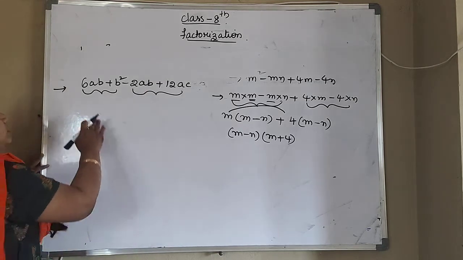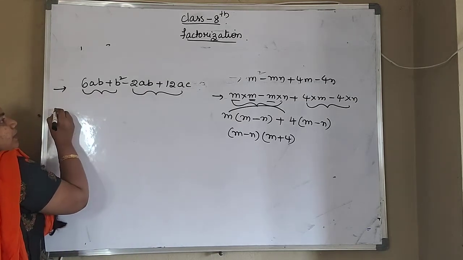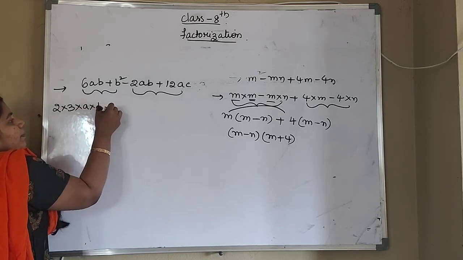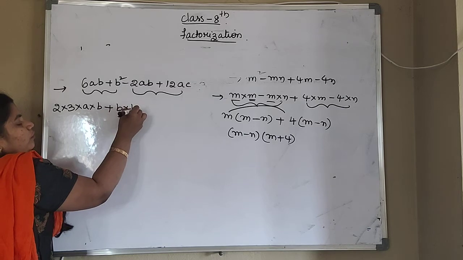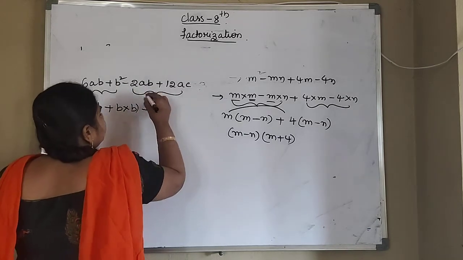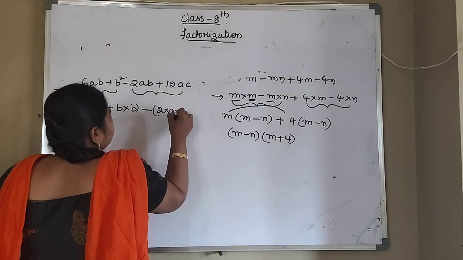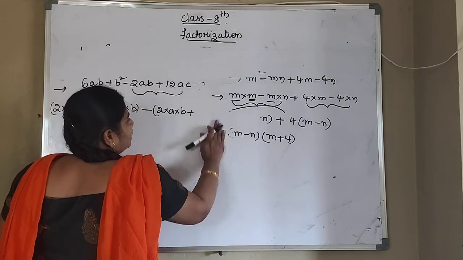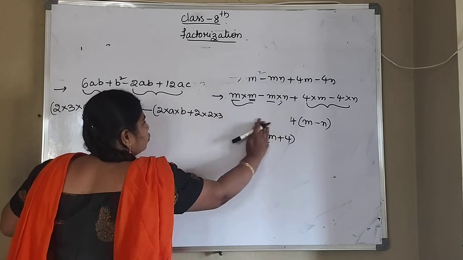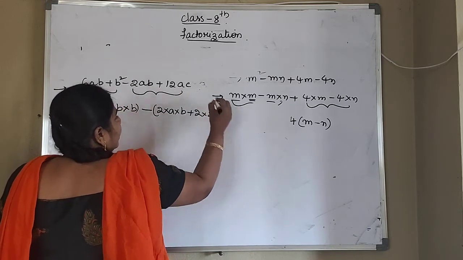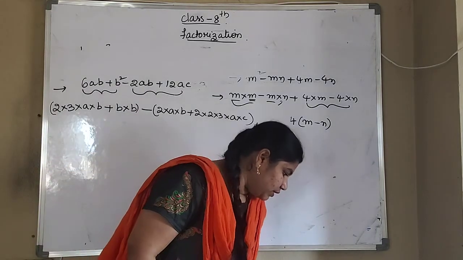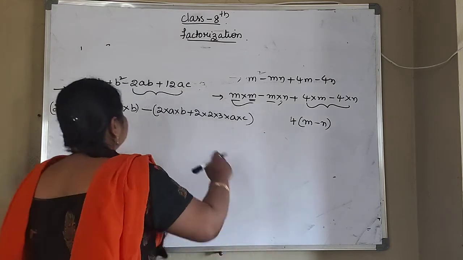Okay, so now first you write the terms in multiples. 6ab can be written in the form of 2 into 3 into a into b, plus b square can be written in the form of b into b, minus 2 into a into b, plus 12 can be written in the form of 2 2s are 4, 4 3s are 12. That is 2 into 3 into a into c. Okay, so these are the factors here. bc, sorry, this is bc.